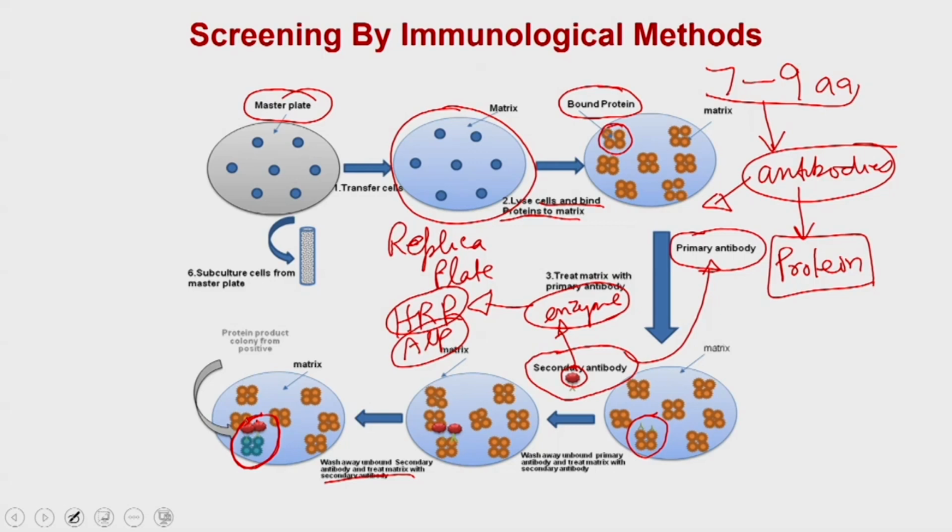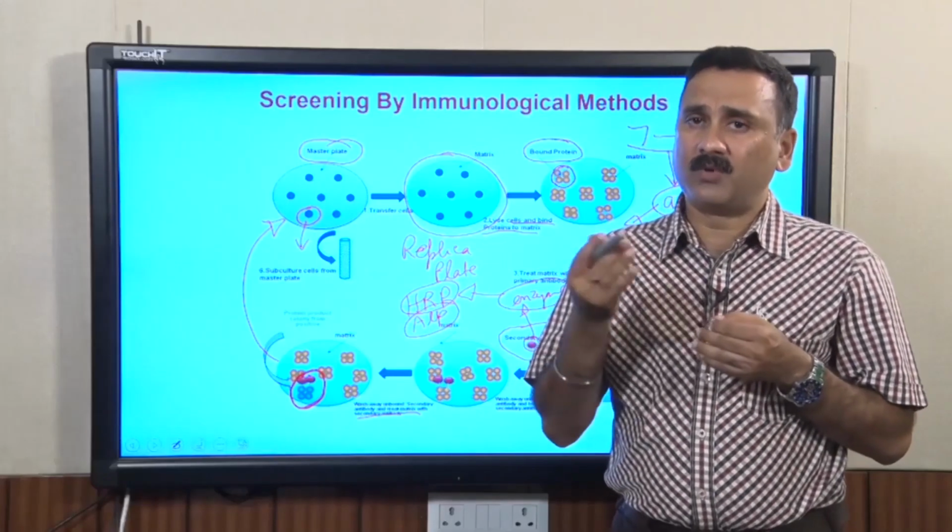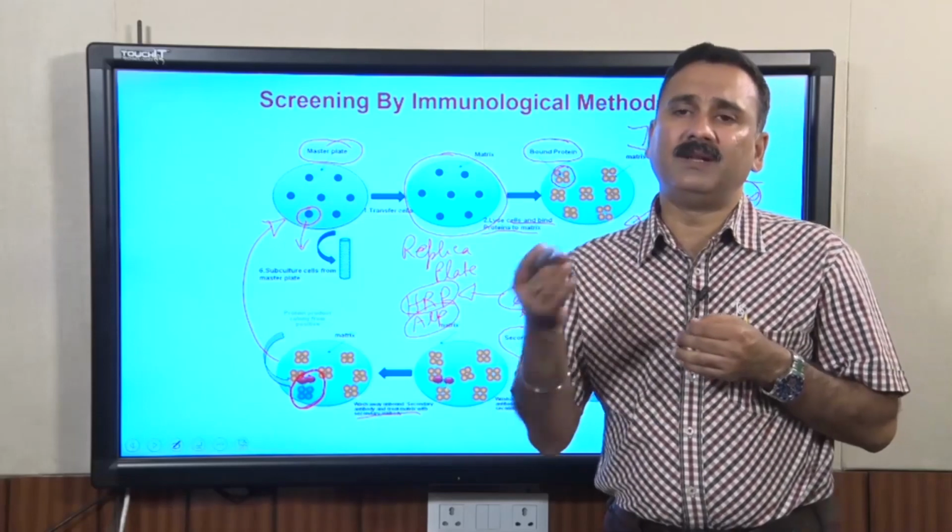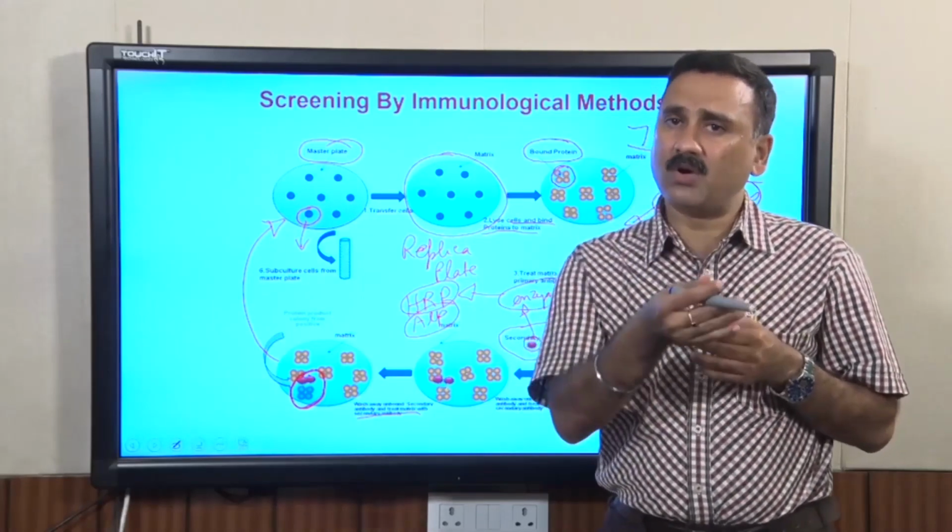Now, once you know that this is the site of my specific clones, you can go back to the master plate and extract this particular clone and use it for downstream applications. You can take out this clone and sequence it to know whether it contains that particular enzyme or gene or not, and you can do protein production also, to know whether it is producing that particular protein or not.